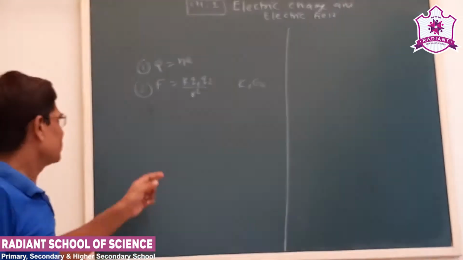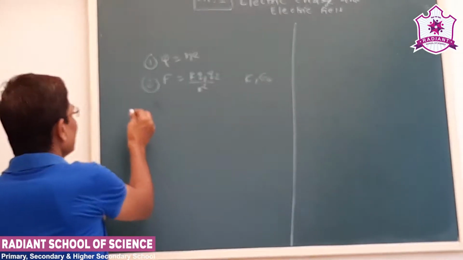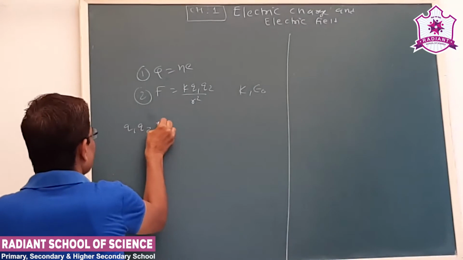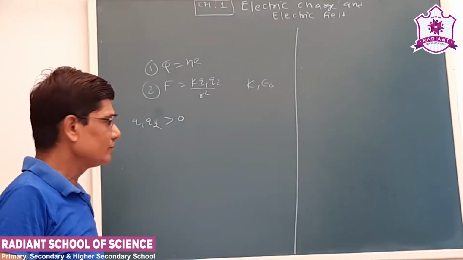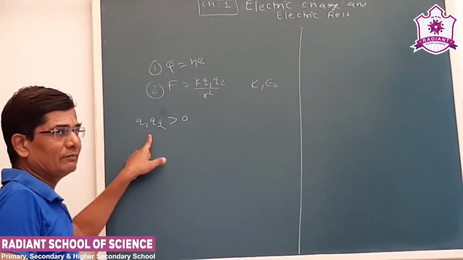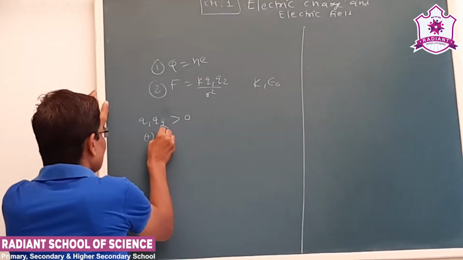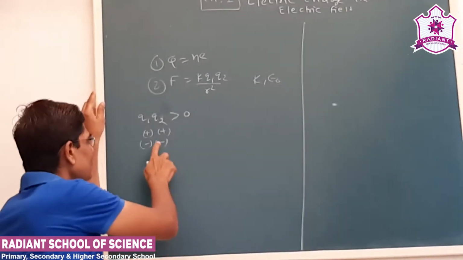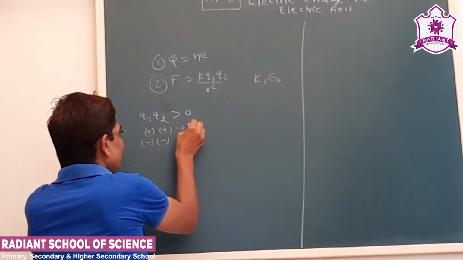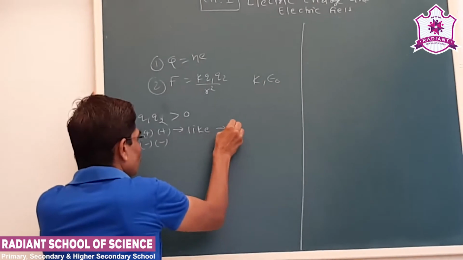Now suppose we are asked: Q1 Q2 greater than 0, then which type of force will act between the charges? The product is positive, that means either both charges will be positive or both will be negative. This suggests that these are like charges. Between like charges, there is a force of repulsion.